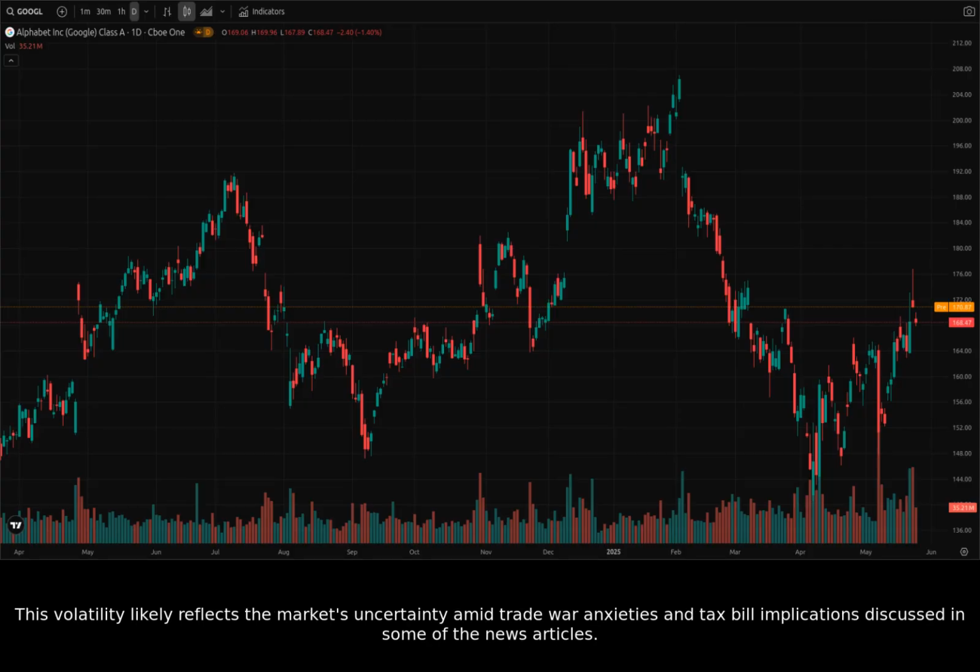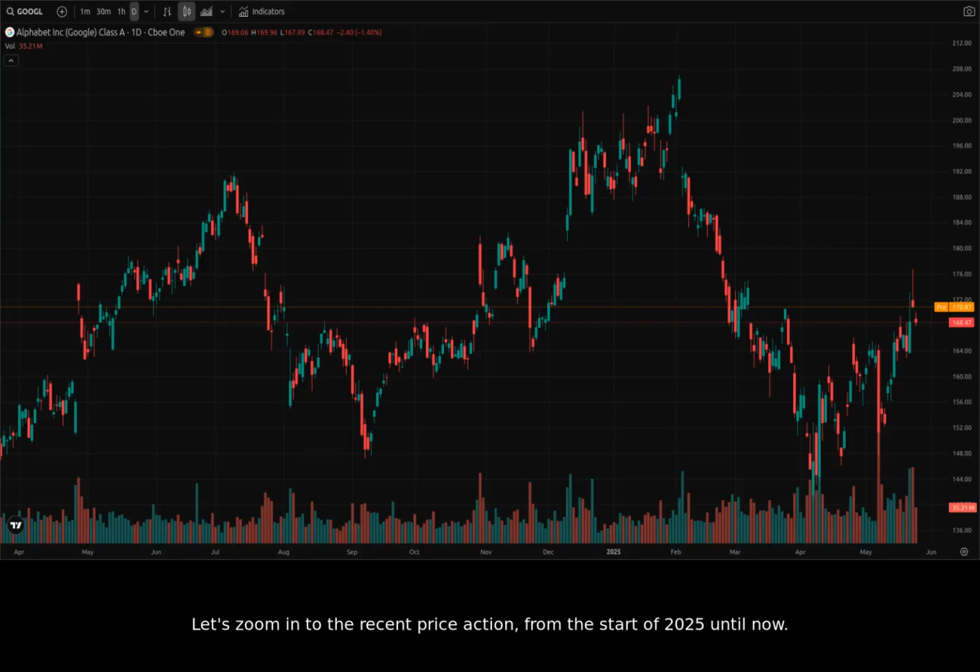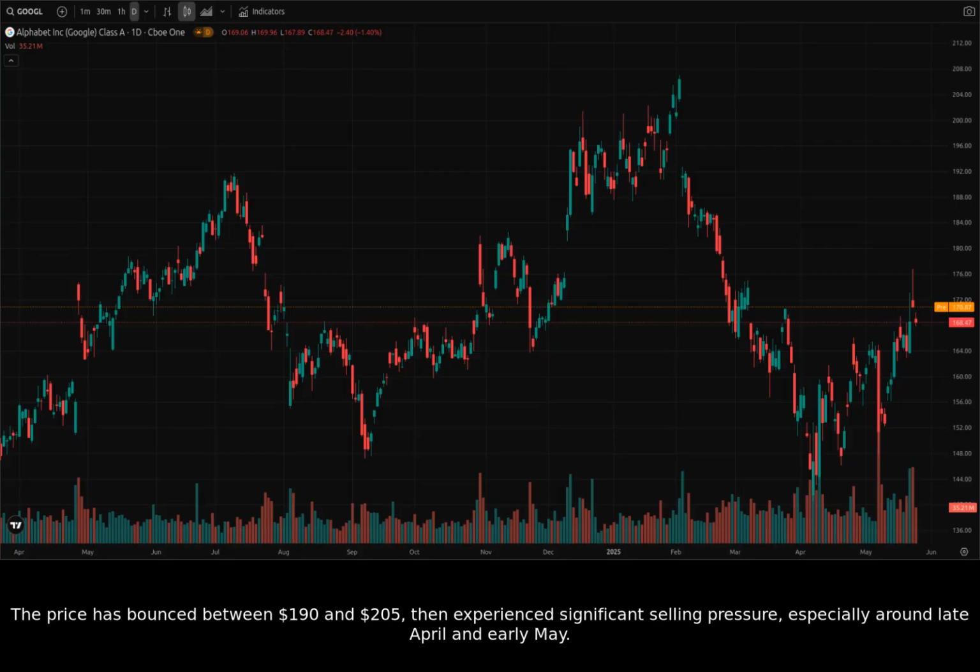This volatility likely reflects the market's uncertainty amid trade war anxieties and tax bill implications discussed in some of the news articles. Let's zoom into the recent price action from the start of 2025 until now. Since January 2025, the stock has struggled to maintain its upward trajectory. The price has bounced between $190 and $205, then experienced significant selling pressure, especially around late April and early May.